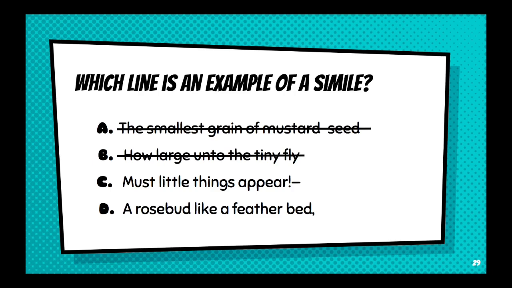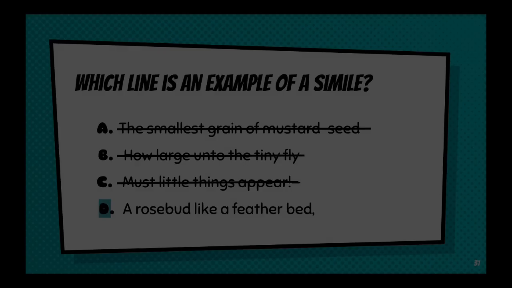I don't see the words like or as, and it's not comparing anything. So let's see if D, even though all my answer choices are crossed out besides D, I'm still going to make sure that D is a simile because I might have made a mistake. D, a rosebud like a feather bed. There's my word like, so let's make sure we're comparing two things. Yes, it's comparing a rosebud and a feather bed. There we go. D is our answer.